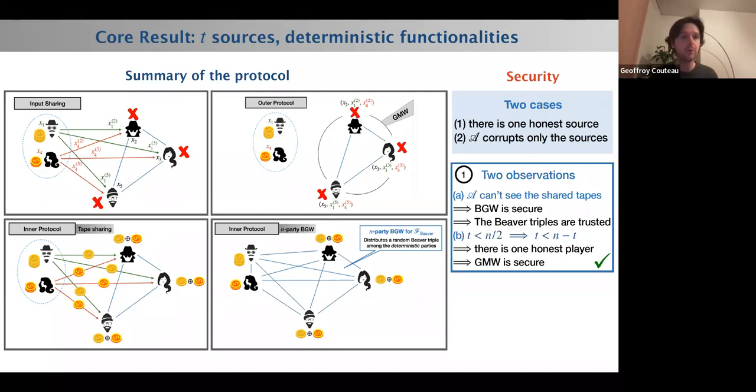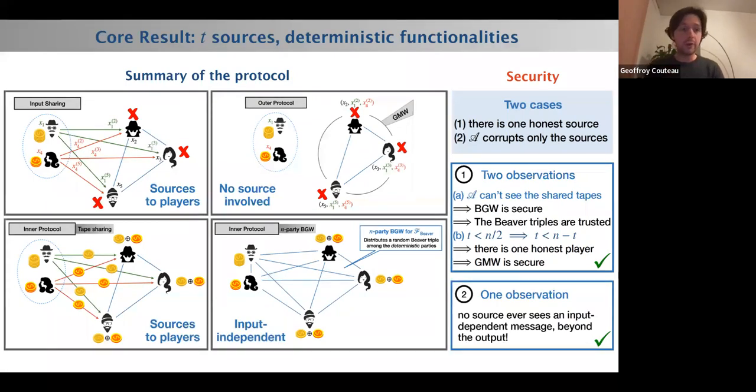So the Beaver triple used in the GMW protocol, we can think of as coming from a trusted source of Beaver triples. And also we know, since there is an honest majority of parties, because T is below n/2, that there will be at least one honest party. So we can invoke the security of GMW in the outer protocol, and security follows.